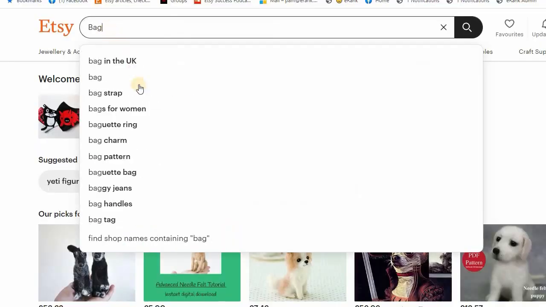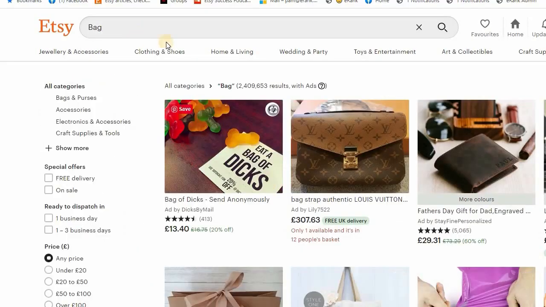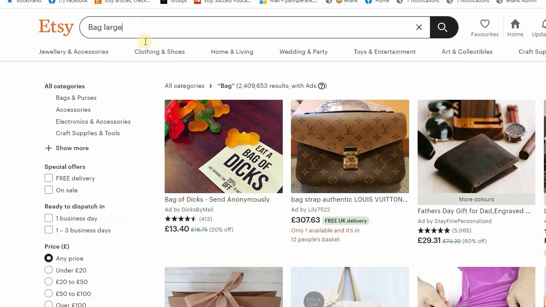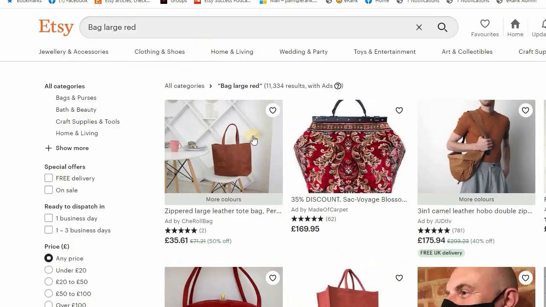So for example, if you have a large red faux leather purse, think how shoppers might actually search for that. Rather than that way around, they might start with the most important thing, purse, and then think they want a large one. So it would be purse large, then purse large red, and then the material, purse large red faux leather. So experiment with finding different orders for your superstar keyword.